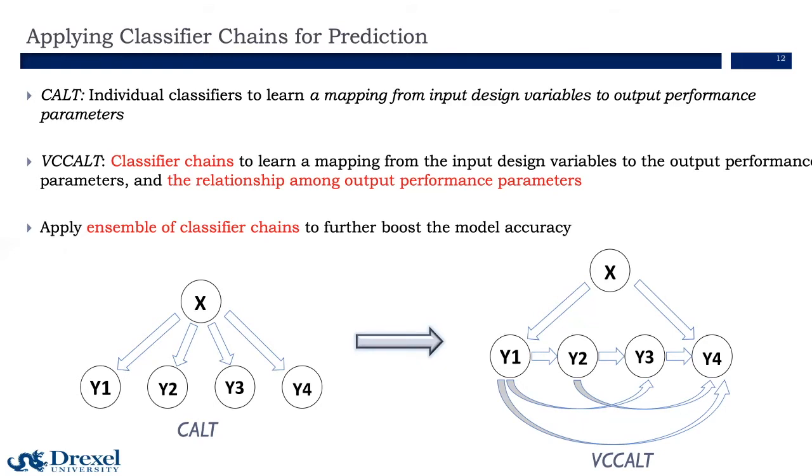So we can see to the left of the bottom graph, we have mappings from the design space X to say 4 output performance parameters. They are done independently. And with the new VC-CALT framework, we have not only this mapping from the X to Y, but also the interdependency modeling among the Ys. And finally, we apply the ensemble of classifier chains to further boost the model accuracy.